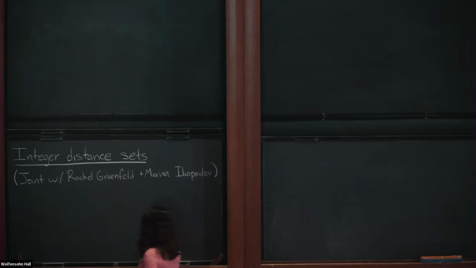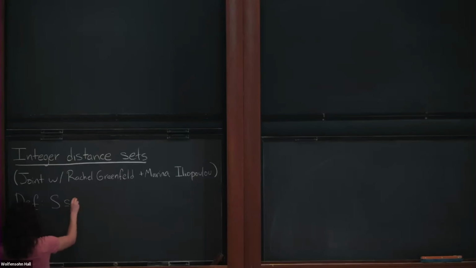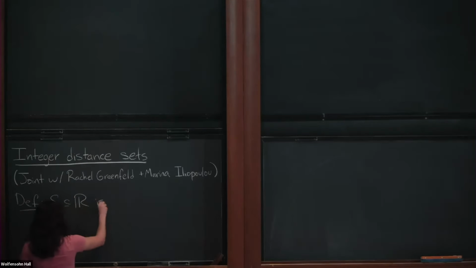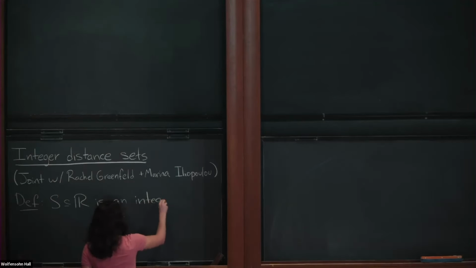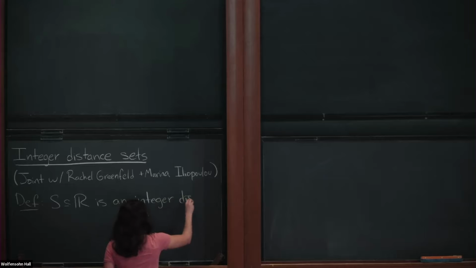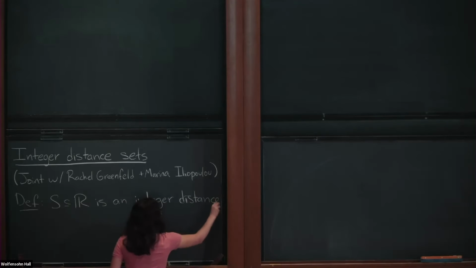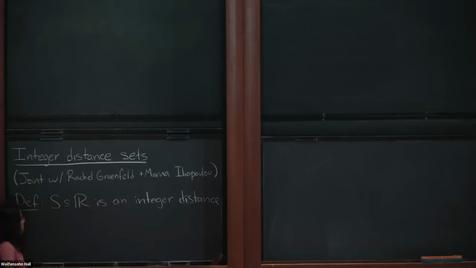All right, so my talk is about integer distance sets. First I'll tell you what those are. They're exactly what they sound like. We say that a subset of the plane R^2 is an integer distance set if the distance between any pair of points in S is an integer.